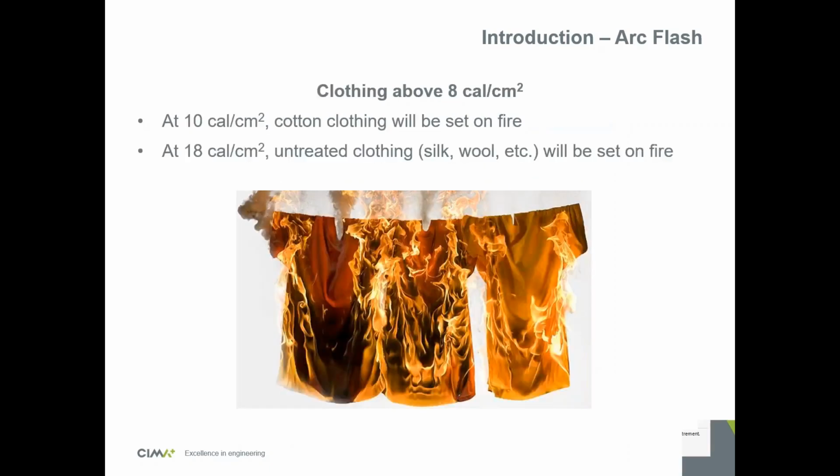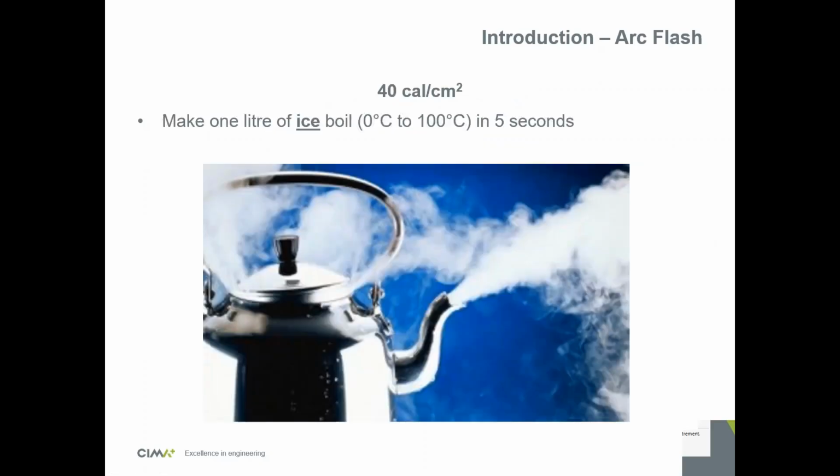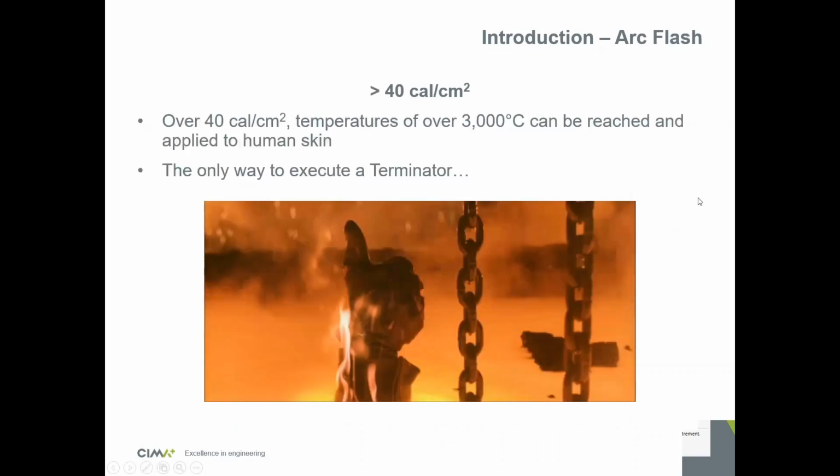And what happens to clothes when an arc flash is over 8 calories? At 10 cals, cotton clothing will be set on fire, and at 18 cals, untreated clothing will be set on fire. At 40 cals, there's enough energy to make 1 liter of ice boil. So not 1 liter of water, but 1 liter of ice. It goes from 0 Celsius to 100 Celsius in 5 seconds. That's a lot of energy. And when the energy is over 40 cals, then the temperatures can go over 3000 Celsius and can be reached and applied to human skin. And this is the only way to execute the Terminator.